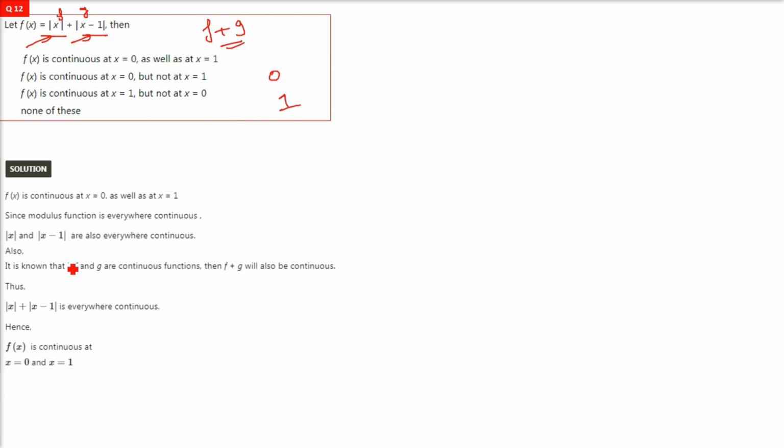So x is 0. x minus 1 is 0 when x is equal to 1. So at x equal to 0 and x equals 1, it will be. So this is 0 and 1, 2 points. And the answer is that f(x) is continuous at both these points.